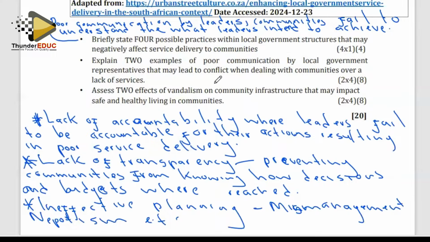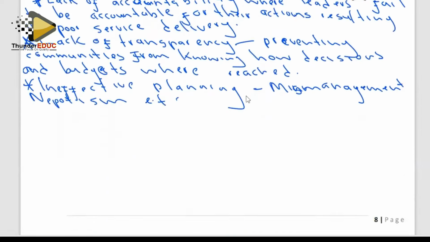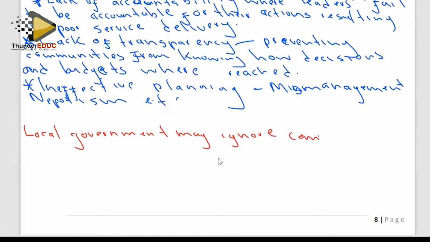So explain two examples of poor communication by local government representatives which may lead to conflicts when dealing with communities over lack of services. So we are going to discuss them. Poor communication by local government. So the first thing, local government may ignore community concerns and complaints.